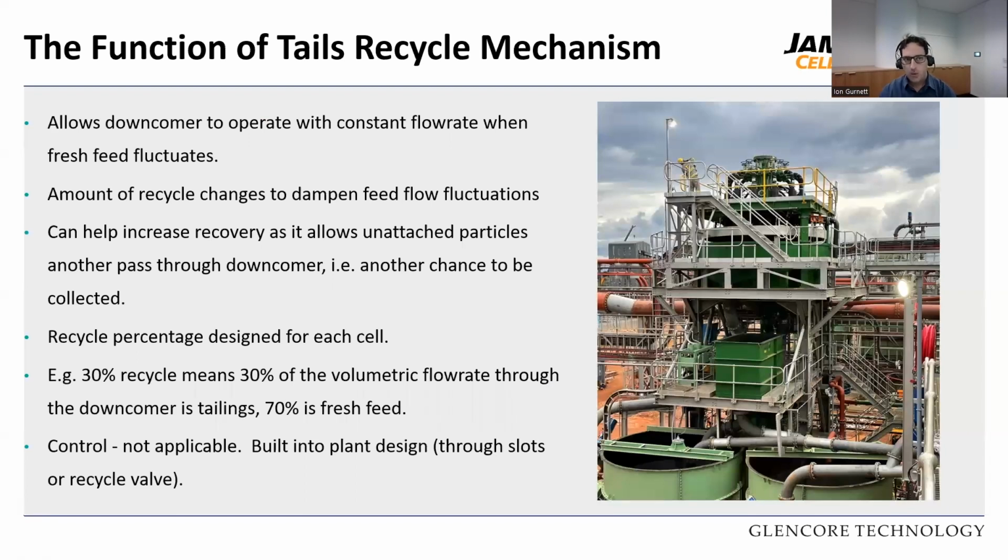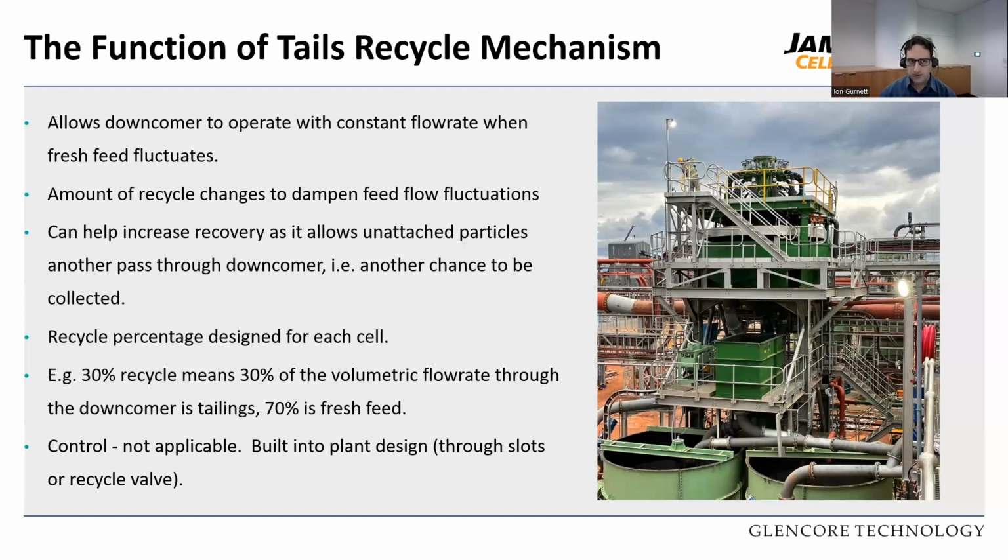Now, we have a tails recycle mechanism, and its functionality has basically been designed to allow the downcomer to operate with a constant flow rate. When you have cleaning circuits, rougher mass pulls can vary. By having a percentage recycle, you ensure that stability always happens. It has the ability to increase recovery as it allows unattached particles to pass through again, but it's not the primary function of why it exists. It is for that process stability.